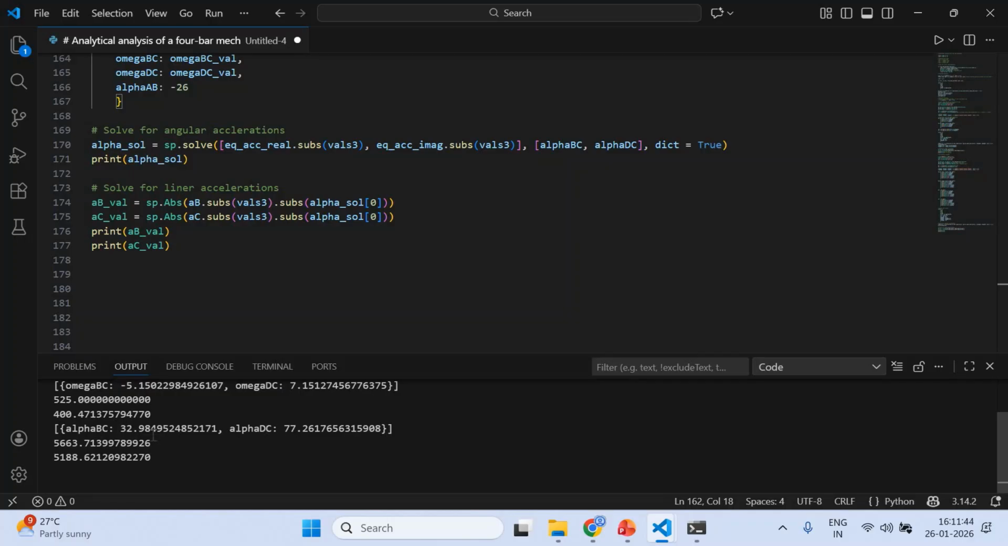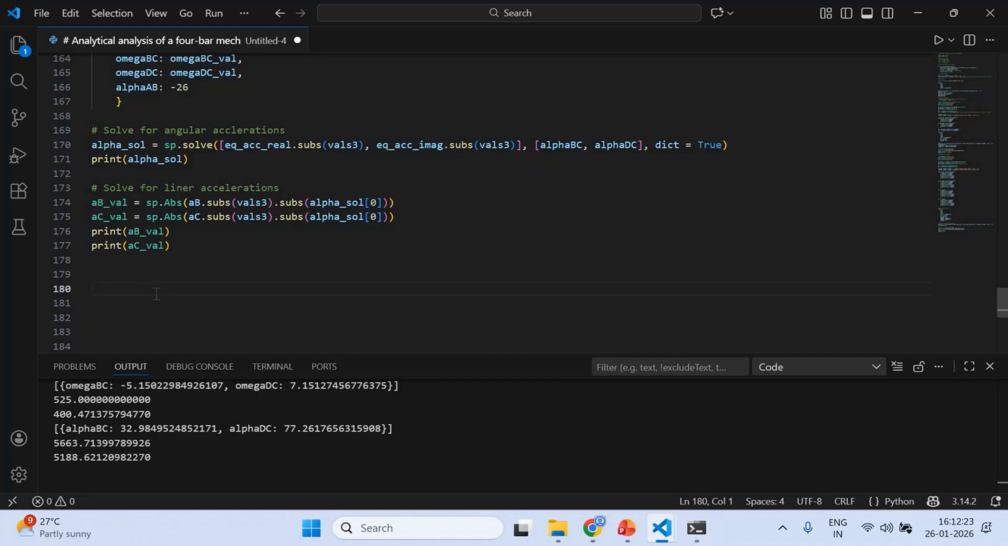Alpha BC is 32 radian per second square and alpha DC is 77.3 radian per second square. So these values you can check, right? These are exactly matching with what we obtained before. And now the linear acceleration values you can observe here. For linear acceleration of point C, the value is 5.2 meter per second square, and for linear acceleration of point B, it is 5.6 meter per second square. So you need to convert it from mm per second square to meter per second square by dividing these two values by 1000.